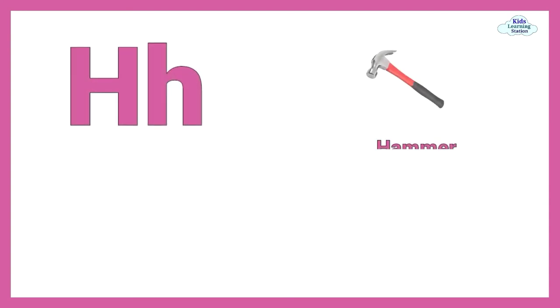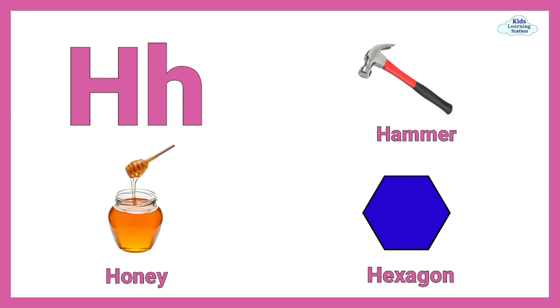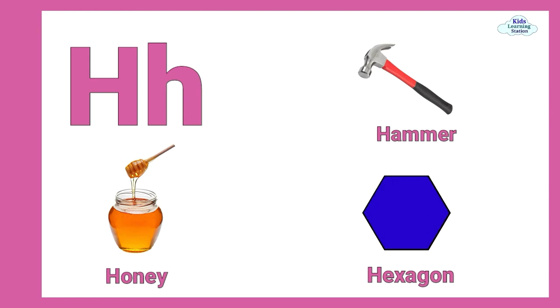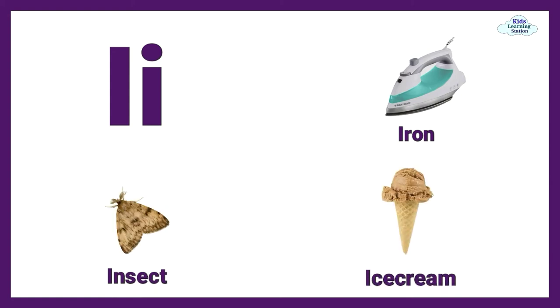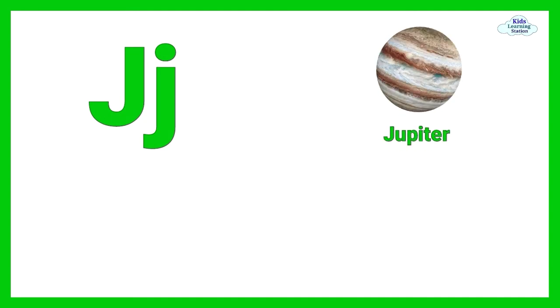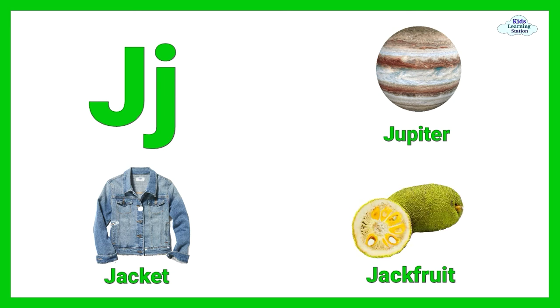H is for hammer. Honey. Hexagon. I is for iron. Insect. Ice cream. J is for Jupiter. Jacket. Jackfruit.